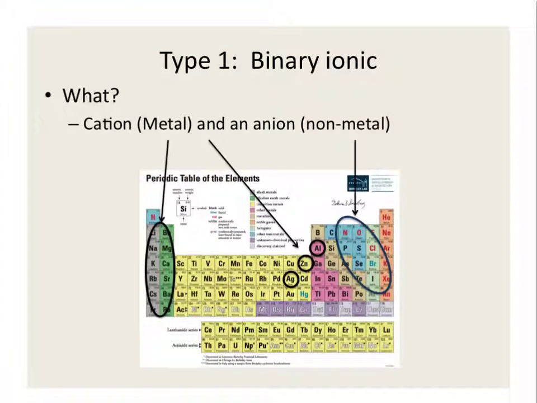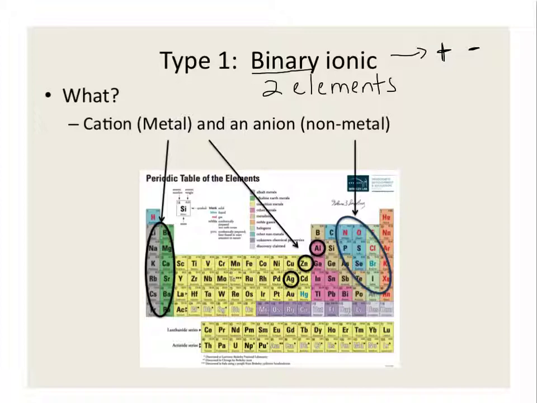Okay, chemical compounds fall into different categories according to what they contain. So let's start with something called a type 1 compound. These compounds are binary. That means they have two elements in them. And they're ionic. And ionic means they have both a positive thing and a negative thing. And remember we said positive things are usually metals, and negative things are nonmetals.